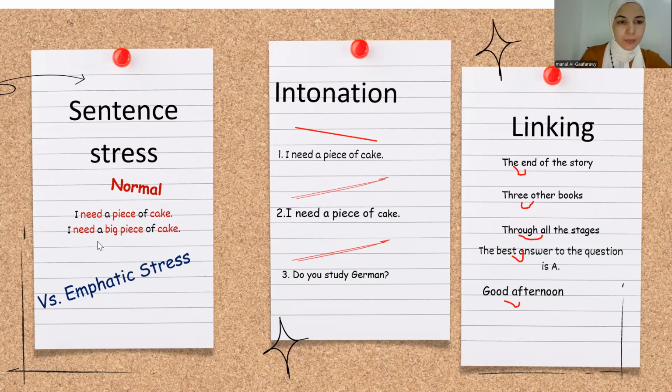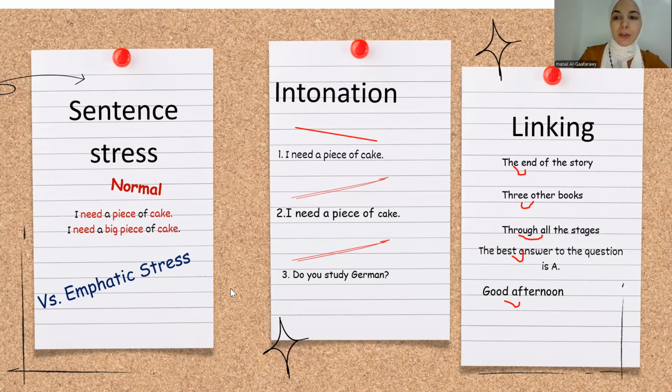Another example, I need a big piece of cake. So here we have a main verb, an adjective, a noun, and another noun. And notice that although the adjective and the noun are stressed, the stress on the noun is stronger than that of the adjective. So for example, we do not say new house. No, it's a new house.